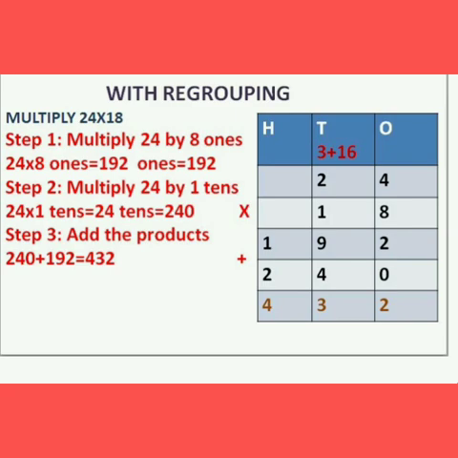This is multiplying the 2-digit with 2-digit numbers with regrouping.